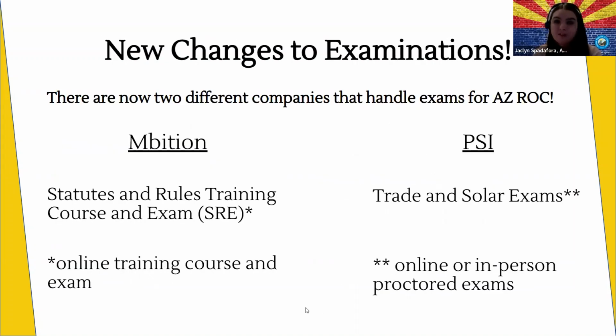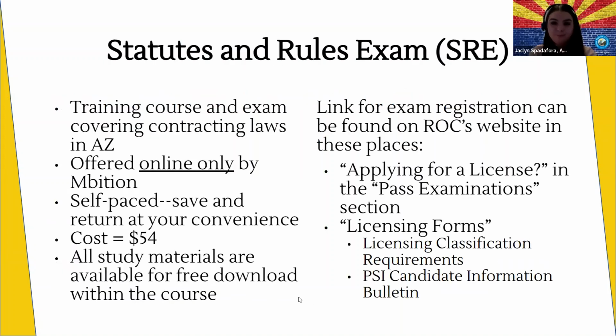We've also had some changes to our examinations. We have 2 different companies that administer those exams. The first one is Ambition, and that is done for the statutes and rules exam. That is more of a training course along with the exam, so it is self-paced. You would log in for Ambition for that statutes and rules exam. And for the trade and solar, you would log in with PSI. Those trade and solar exams are available online or in person as proctored exams.